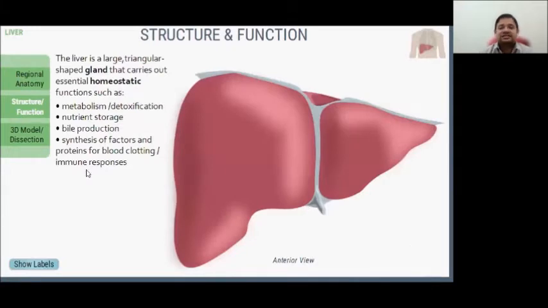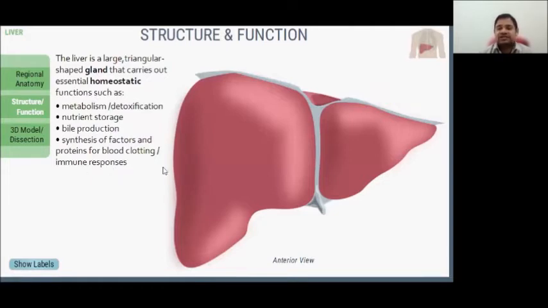So the liver is a large triangular-shaped gland that carries out essential homeostatic functions such as metabolism, detoxification, nutrition support, storage, and bile production. Remember, bile is produced by liver cells only and it is stored in the gallbladder. It also carries out synthesis of factors and proteins for blood clotting and the immune response.